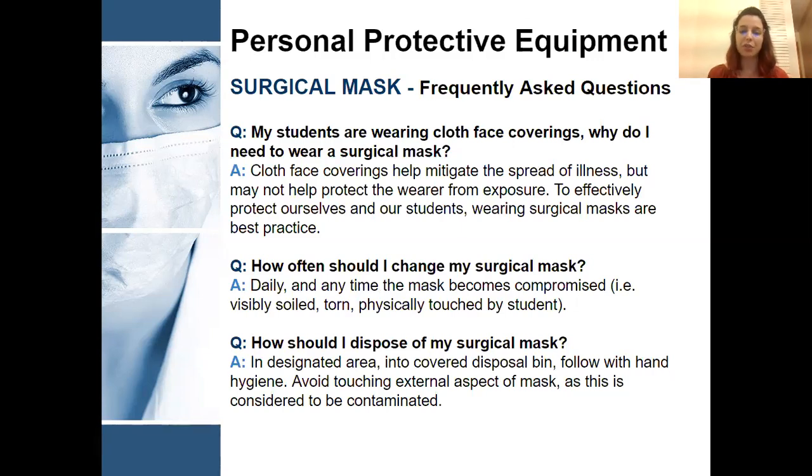How should I dispose of my surgical mask? In the designated area, into that disposal bin, followed with hand hygiene. You want to avoid touching the external aspect of the mask, as this is considered to be contaminated. You want to remove the mask from the ear loops and then remove it from your face. You don't want to touch the actual 4-ply fabric of that mask when removing it.